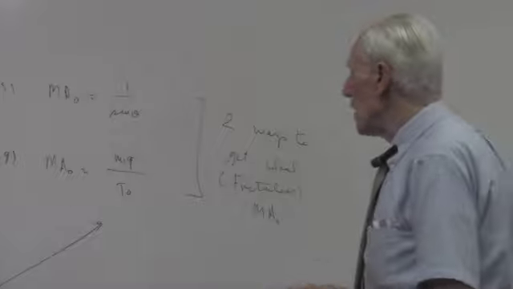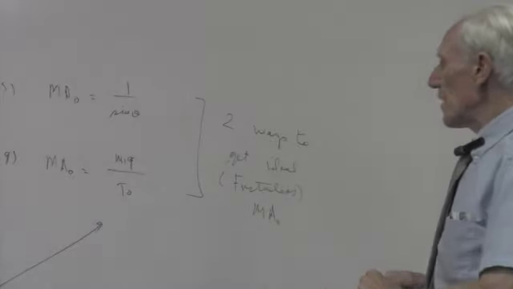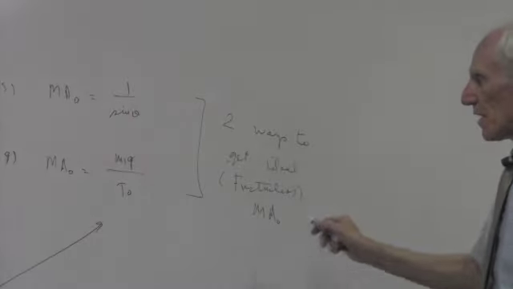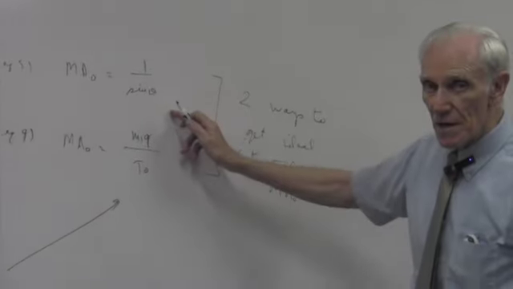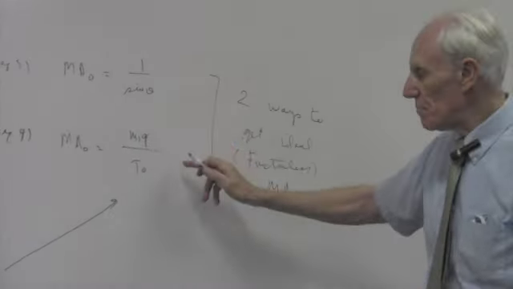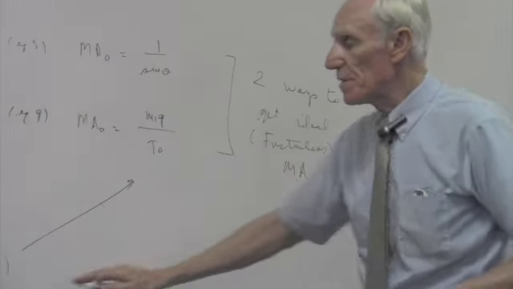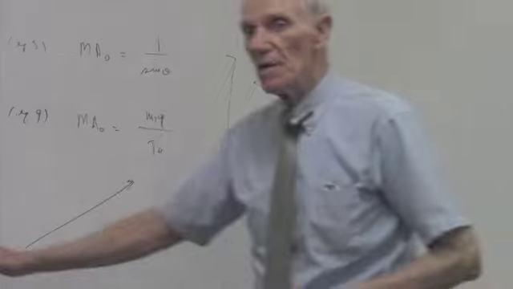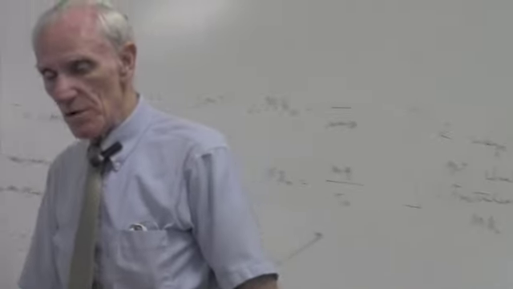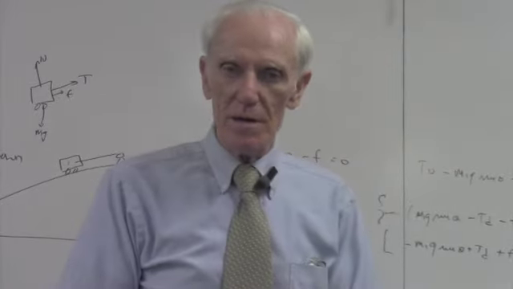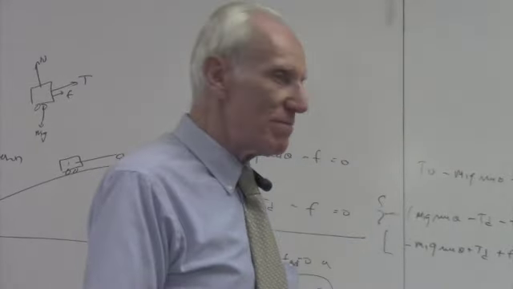We talked about how to set that and how to measure that. So we have 2 ways to come up with the ideal frictionless mechanical advantage: 1 over sine theta, as I just mentioned a minute ago, and also m1g over T0, which is the average of the up and down tensions, which literally averages out friction. Okay, that's it.